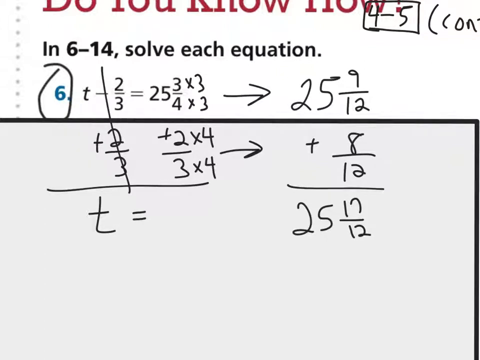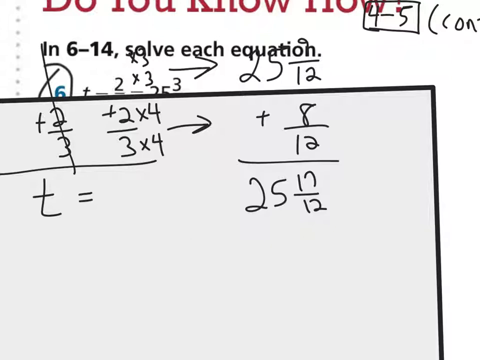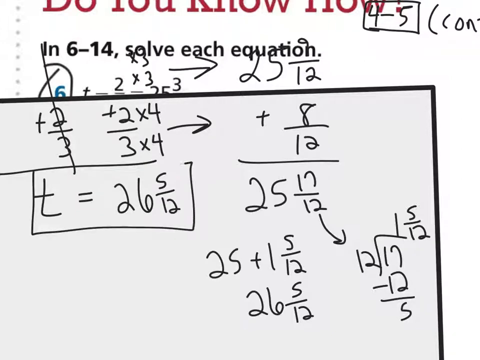Now the 17/12, that's a fraction greater than 1 or an improper fraction. So we're going to want to change that over. If you want to, you can just come over to the side here and divide that out. So that'll go in one time, and we have 5 left. So that's 1 and 5/12. So 1 and 5/12 plus the 25 that we had gives us a total of 26 and 5/12. So t equals 26 and 5/12 for number 6.